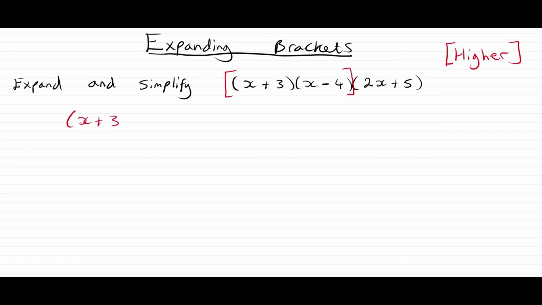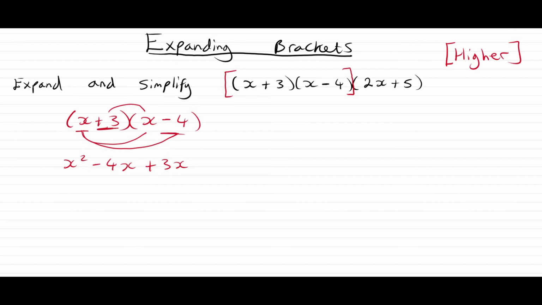x plus 3 and x minus 4 in brackets. And I'll expand that like we normally do with expanding brackets. So we do x times x, which is x squared, x times minus 4, which is minus 4x, plus 3 times x, which is plus 3x, and plus 3 times minus 4, which is minus 12, okay?